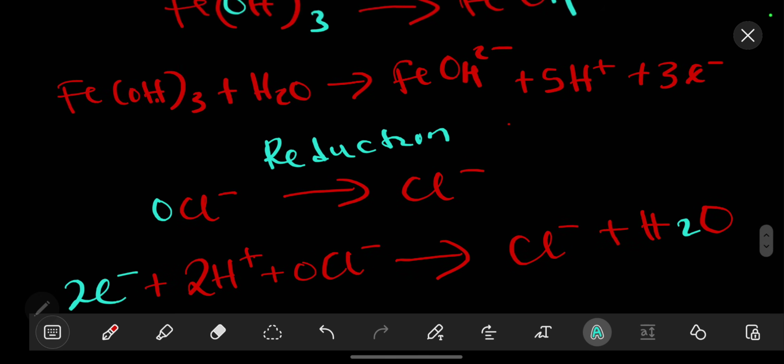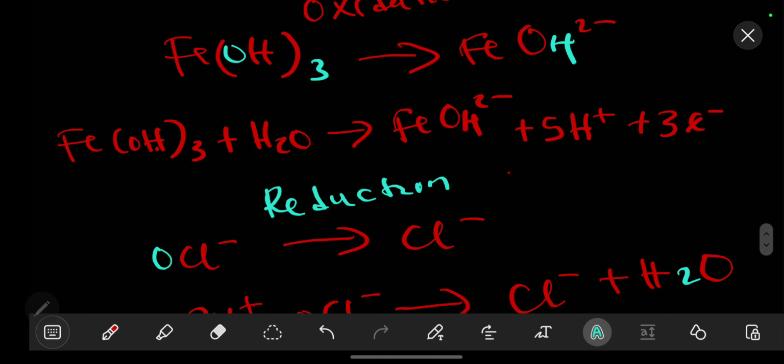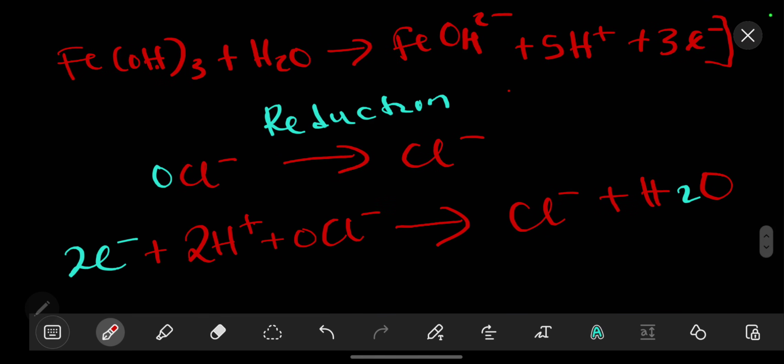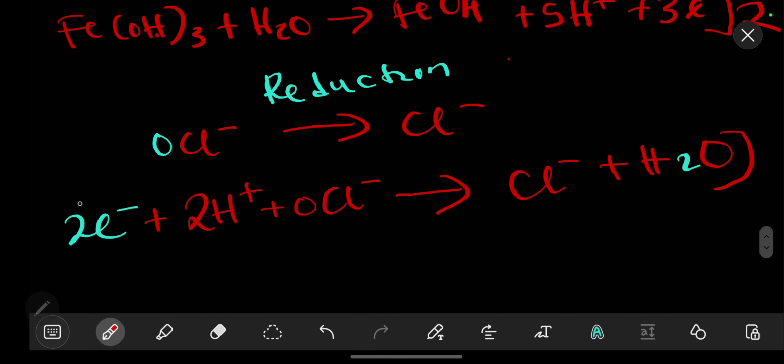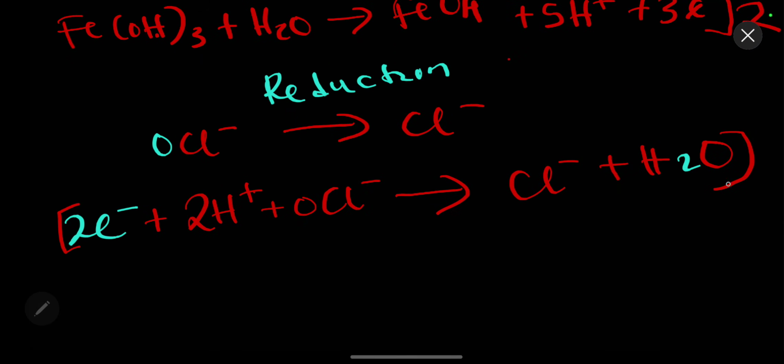From there, we are now going to interchange the values on the electrons. So we have 2 electrons shall come here. Then again here, we are going to multiply by our 3 electrons on the other equation.